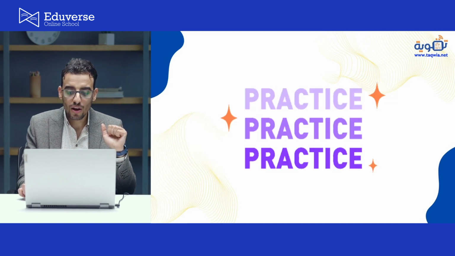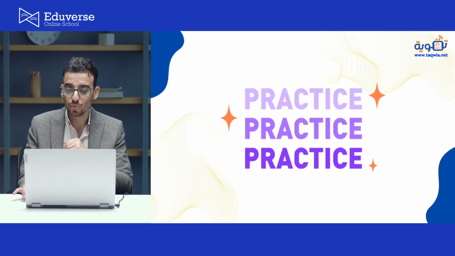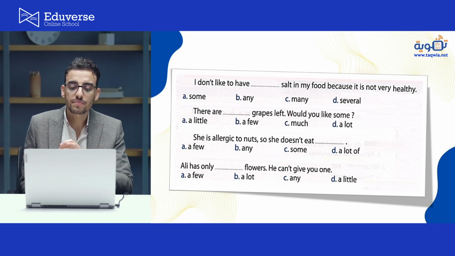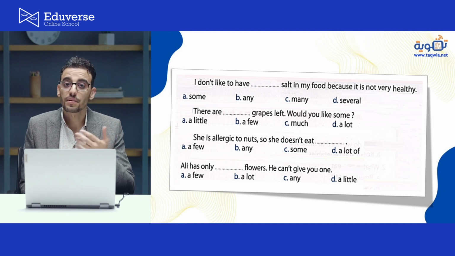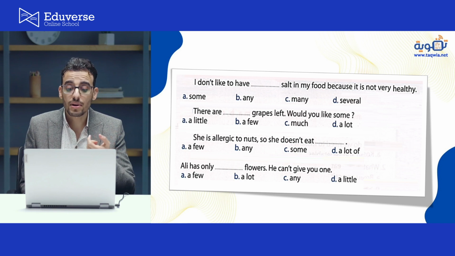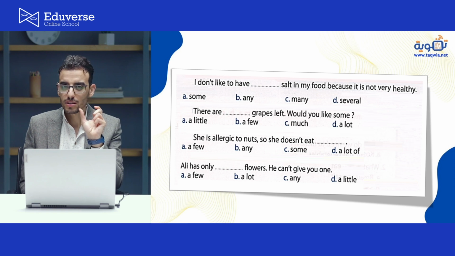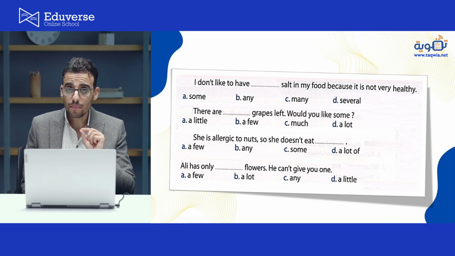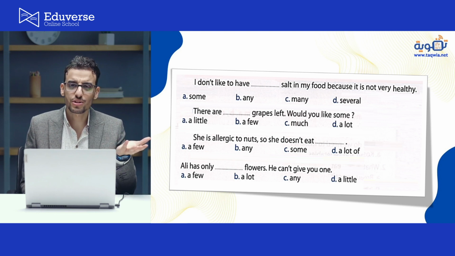Very nice. Okay, let's have some practice to remember the rules. Look at the first sentence. I don't like to have blank salt in my food because it's not very healthy. Look at the choices. We have some and any, many and several. So salt, can you count it? Actually, no. So we said that you can use any and some for something that you cannot count. So which one will I choose here?